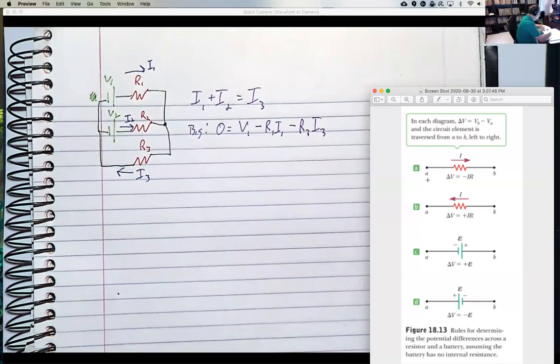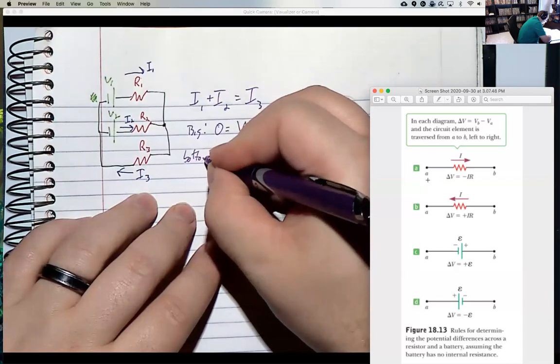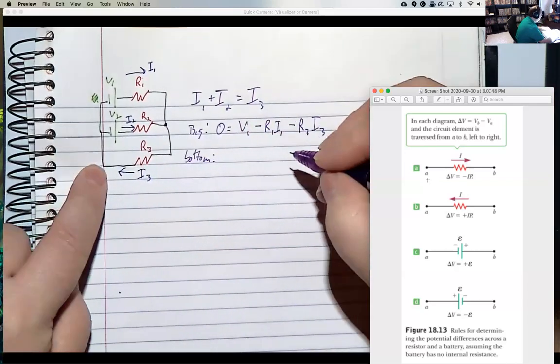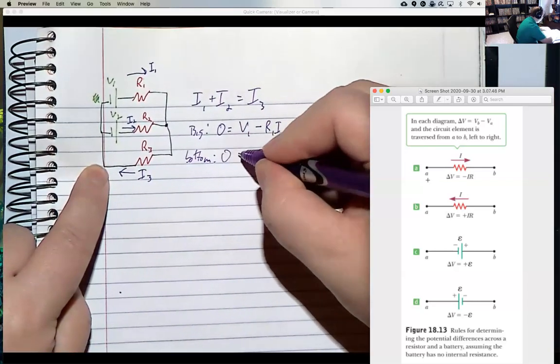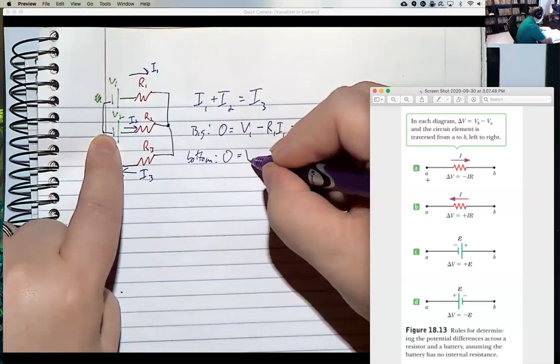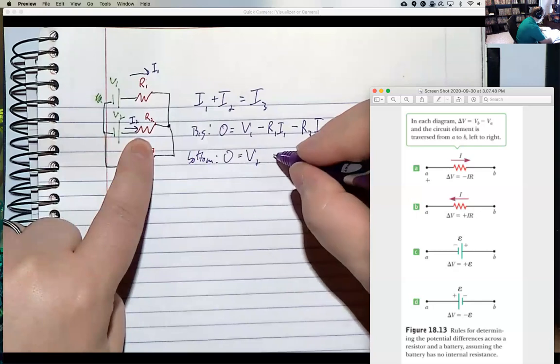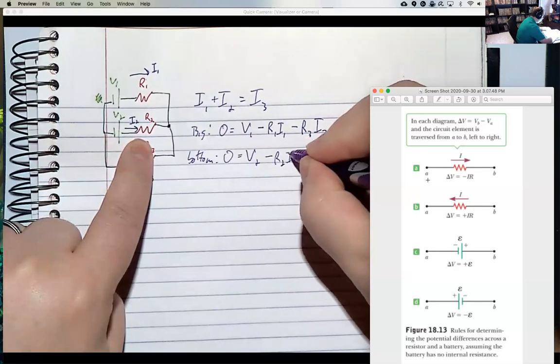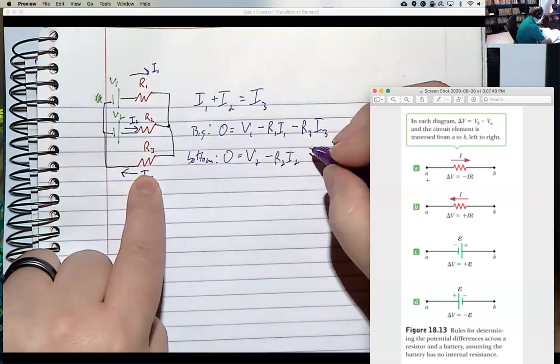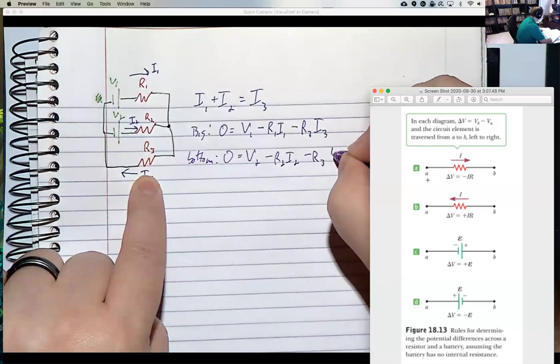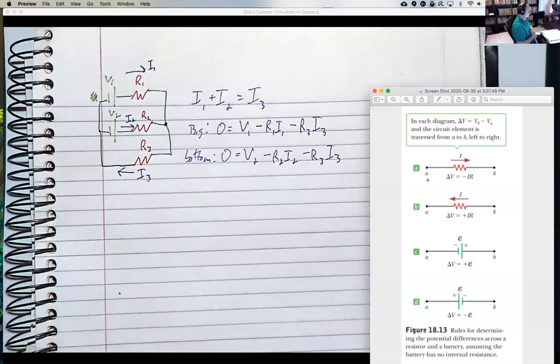The bottom loop, I'll do the same idea. I'll start here. I go over the battery V2, and it's in the positive direction. I then go over R2. I then go over R3. Now that's enough to solve it.